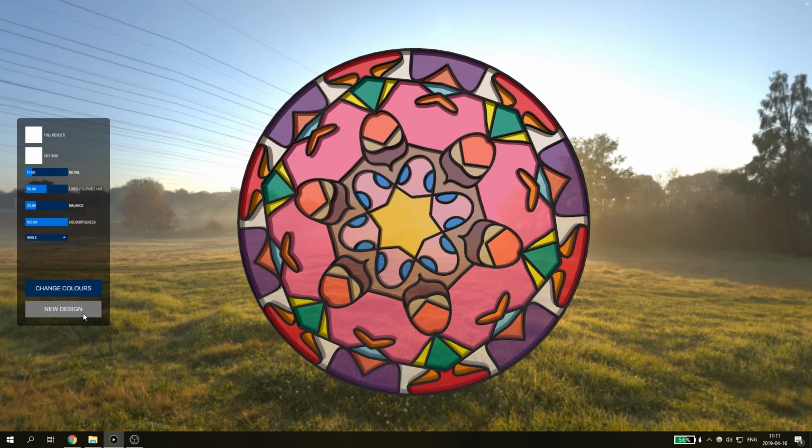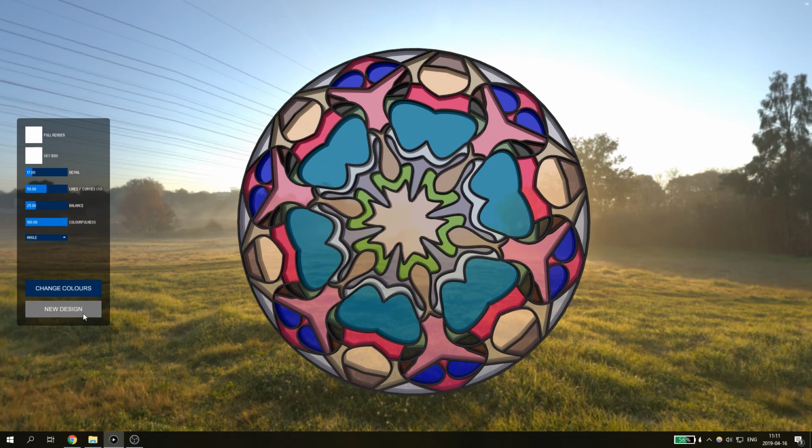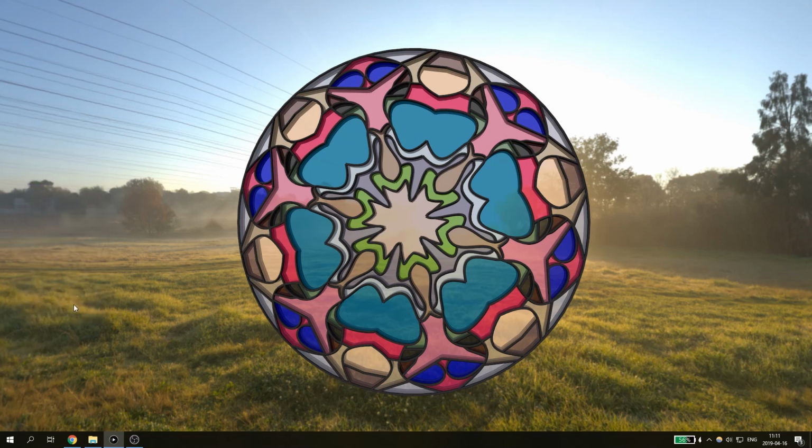Before we finish, there's one last thing. If by any chance you generate a good-looking design, you always have a chance to save the image. All you have to do is press P.